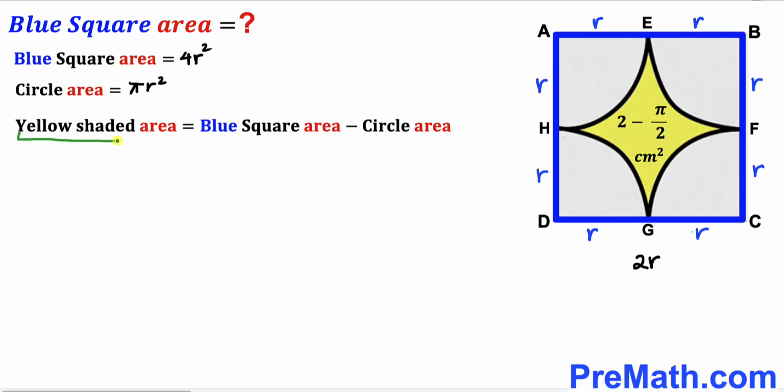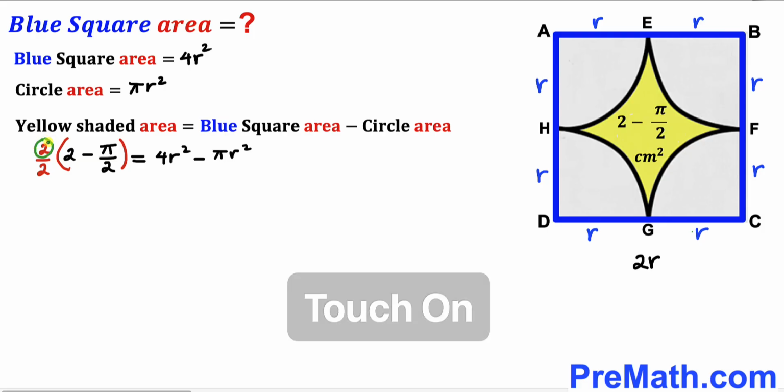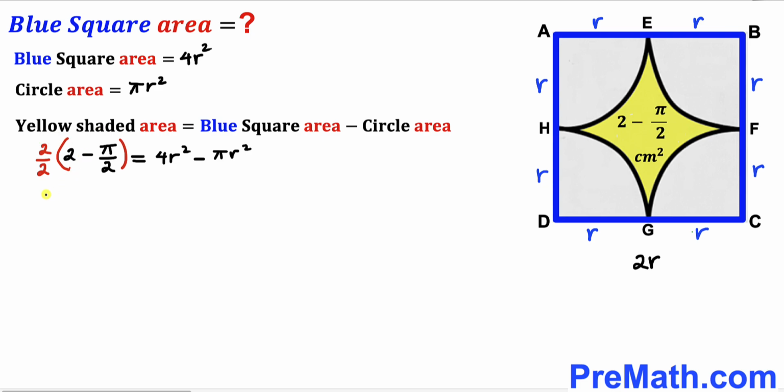And finally, this yellow shaded region area has been given to us as (2 minus pi divided by 2). Let's go ahead and fill in the blanks in this equation. So I'm going to write down (2 minus pi divided by 2) is going to be equal to our blue square area, 4r square, minus the circle area, pi times r square. Now I'm going to tweak this left hand side. I am going to multiply and divide by 2 at the very same time, and it doesn't make any difference whatsoever. Now I'm going to multiply this 2 on the numerator with each and every term in the parentheses. So the left hand side could be written as 1 divided by 2 times, when we distribute 2, 4 minus pi, as the 2 and 2 cancel out.